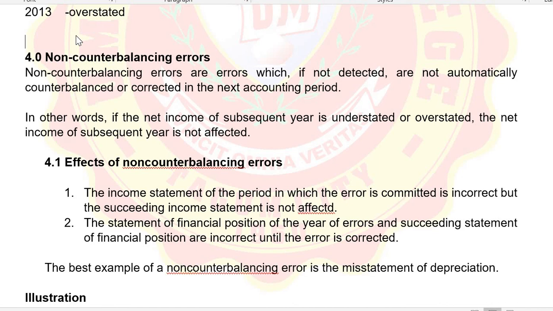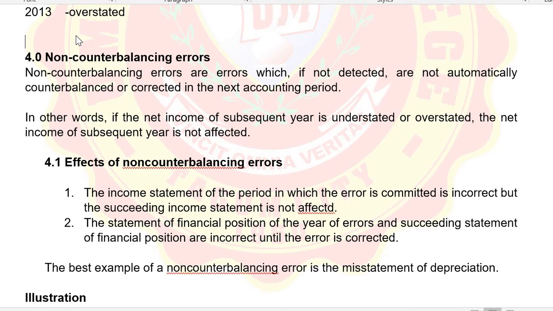So we're done with the counterbalancing errors. Okay? So let's discuss na the non-counterbalancing errors. So yung non-counterbalancing errors are errors which, if not detected, are not automatically counterbalanced or corrected in the next accounting period. Okay? So unlike nung counterbalancing, no, na even though di mo siya na-correct or di siya na-correct sa next accounting period, mag-self-correct siya. Okay? So, but non-counterbalance is actually opposite of that. No? So, if not detected, hindi siya mag-counterbalance. No? So, in other words, if the net income of the subsequent year is understated or overstated, the net income is not affected. No? Yan.